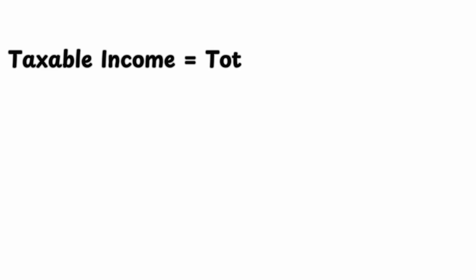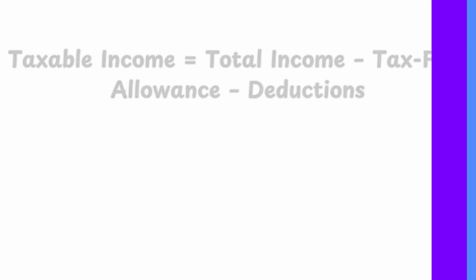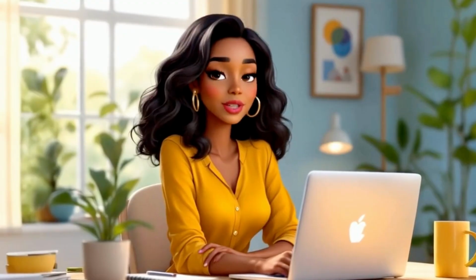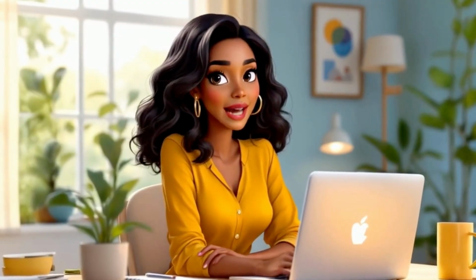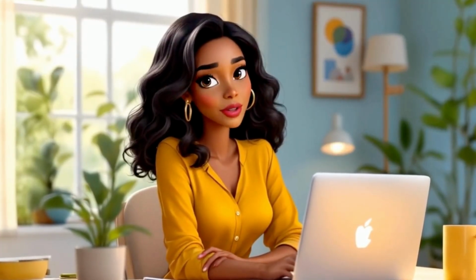Now, the simple formula for this is taxable income equals total income minus tax-free allowance minus deductions. Mind you, there are still some other deductions which I will not talk about in this video, else it will be too lengthy as tax is quite a long stretch. I'll make a separate, more detailed video for that.